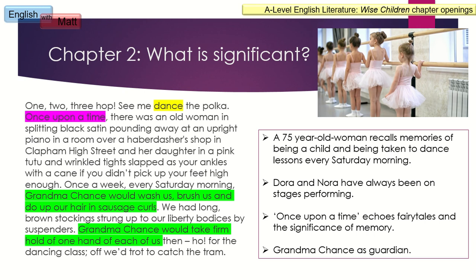So a 75-year-old woman is recalling a memory that is almost as old as she is, in terms of going to dance classes every Saturday morning. Grandma Chance took them, and by this point we know that Grandma Chance is no blood relation. At least that's a mystery, but we assume she isn't. She becomes their guardian, and she really looks out for them. She doesn't just give them a roof over their head at 49 Bard Road, but she also looks out for them and is essentially their surrogate mother.